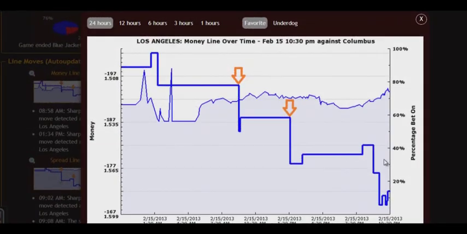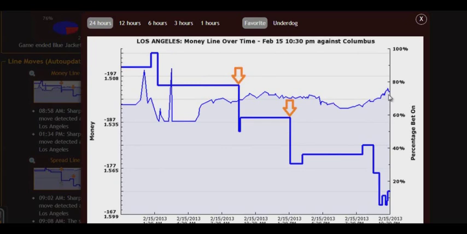Next game. Here is an example of a game with a line reversal. In this case, the team playing at home and a real favorite, Los Angeles Kings, plays against one of the weaker NHL teams, Columbus Blue Jackets. As you see, the line is moving down instead of moving up. The odds on the favourite improve despite 80% of the public being on the Kings. Looks strange, right? That's a first red flag.